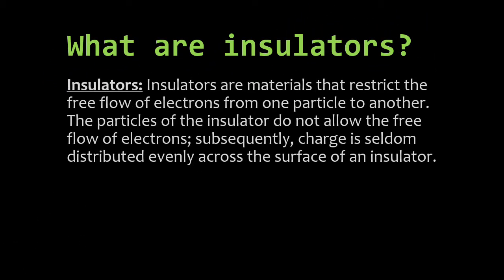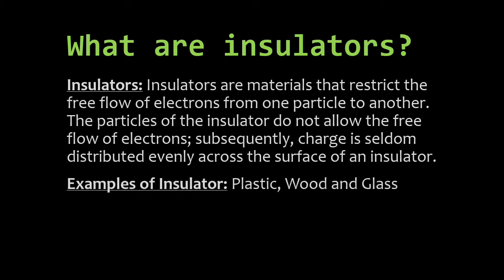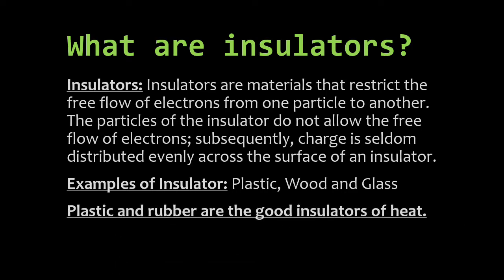What are insulators? Insulators are materials that restrict the free flow of electrons from one particle to another. The particles of the insulator do not allow the free flow of electrons. Subsequently, charge is seldom distributed evenly across the surface of an insulator. Examples of insulators are plastic, wood, and glass. Plastic and rubber are good insulators of electricity.